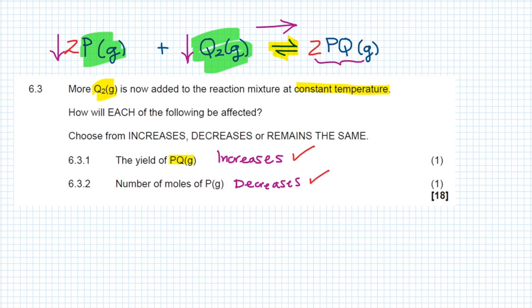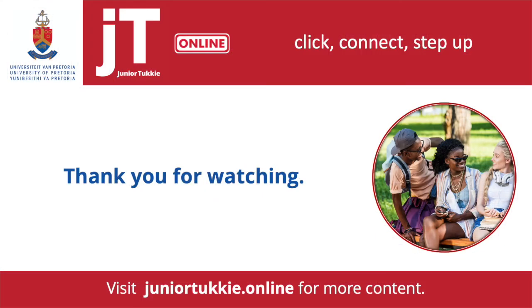This brings us to the end of question number 6, which is out of a total of 18 marks. In the next video, we will look at question number 7, which is about acids and bases.